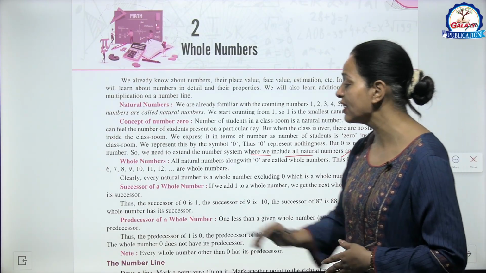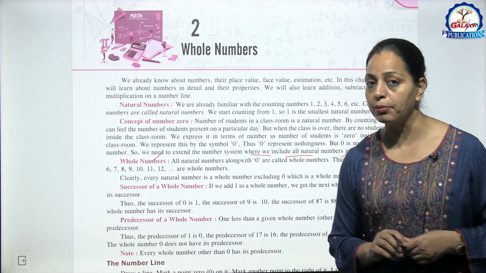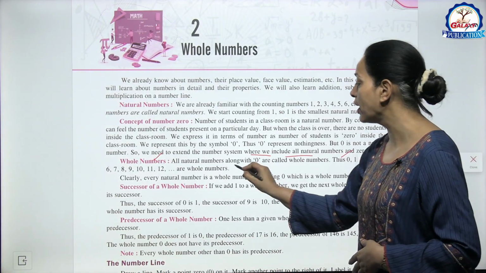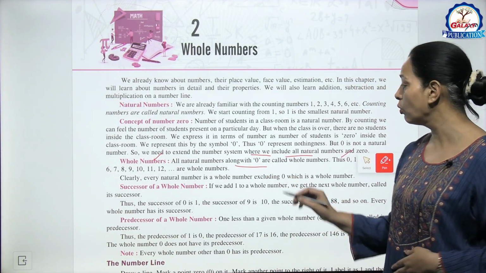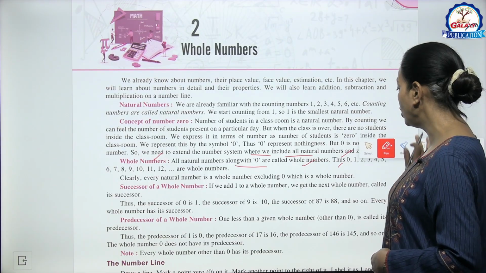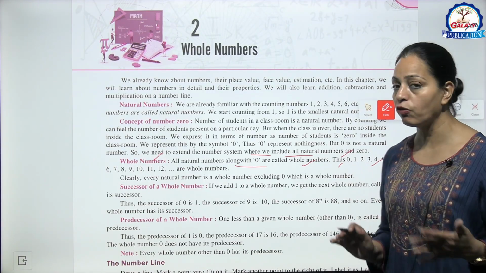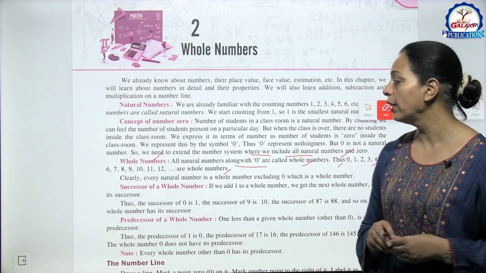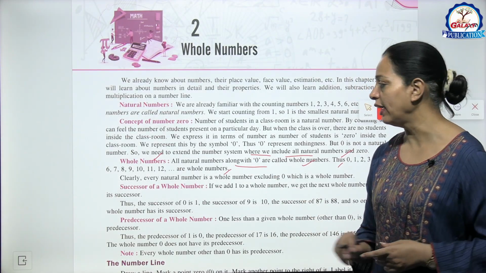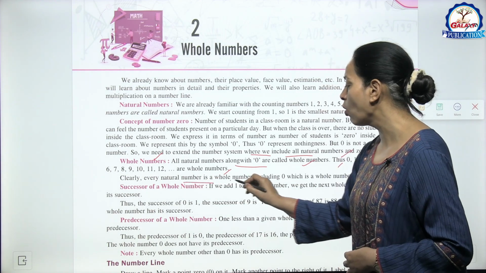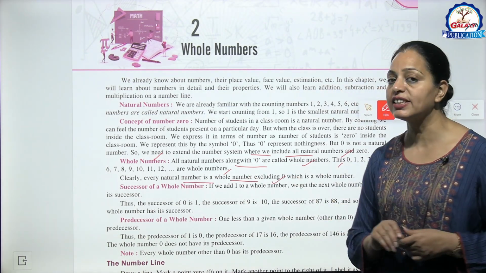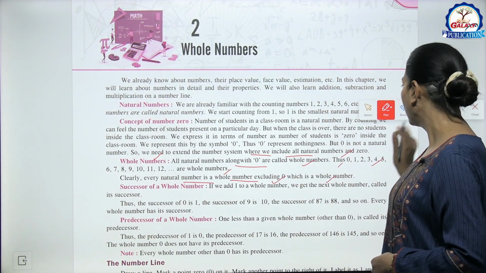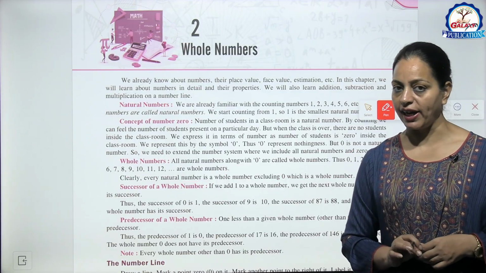So, the next is whole numbers. All natural numbers along with 0 are called whole numbers. The 0, 1, 2, 3, 4, 5, etc. These all are whole numbers. Clearly, every natural number is a whole number, and 0 is also a whole number, right?